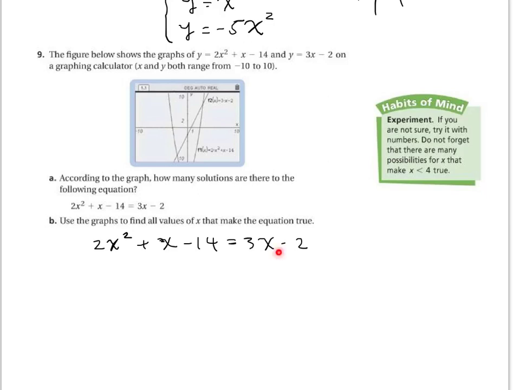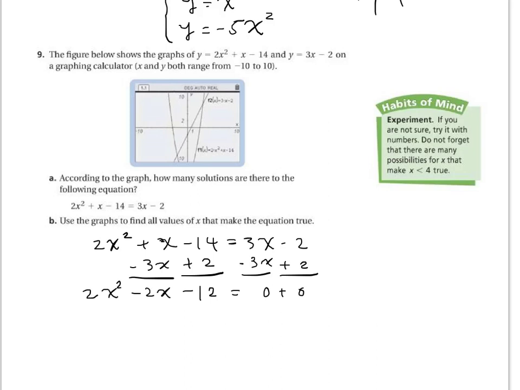So we want the right side to be 0, so we have to cancel out all of them. Let me just cancel out 2 first. That's going to be 0, and that's going to be negative 12. And then I need to cancel out 3x so that we'll have 0. But at the same time, I have to do the same thing on the left side. So that's going to give me negative 2x. So we have 2x squared minus 2x plus 12 equals 0.